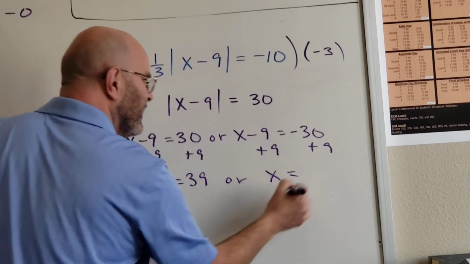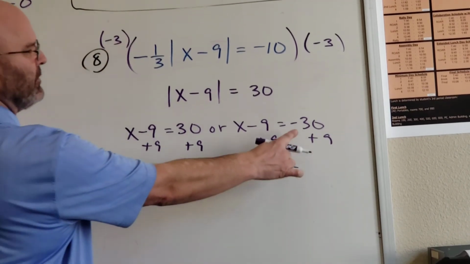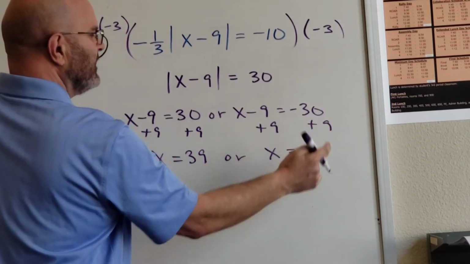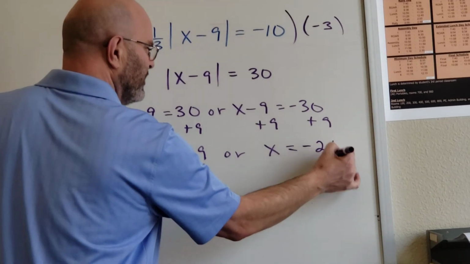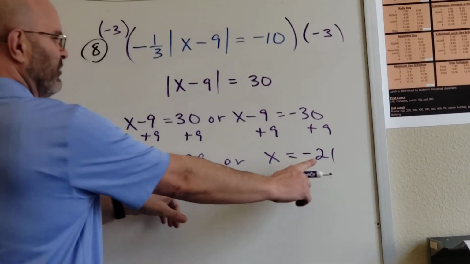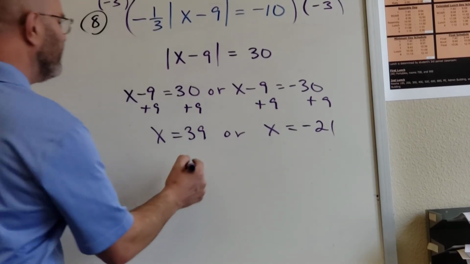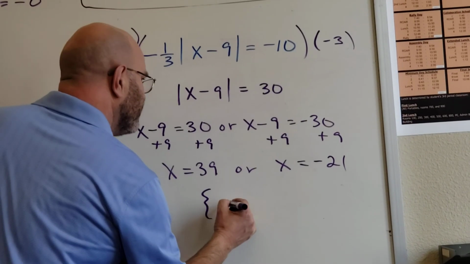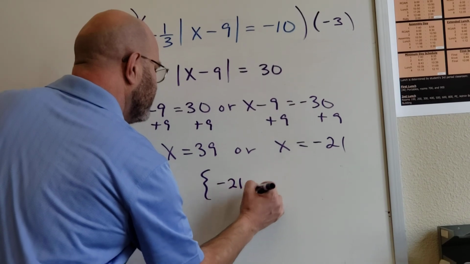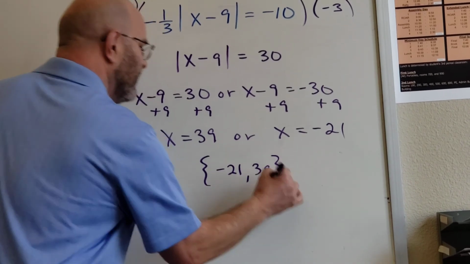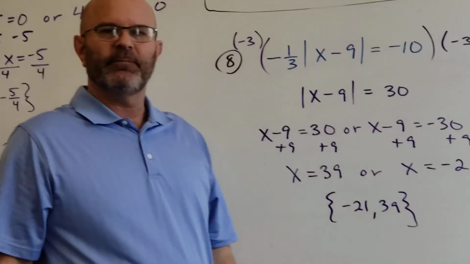And this gives me x equals, oh my goodness, doing this in my head, negative 30 plus 9. I think that is negative 21. Notice that these numbers are not opposites of each other. That only happens on the simplest problems. So a good final answer here would be negative 21, positive 39, and that ends our video number 1. Good luck.